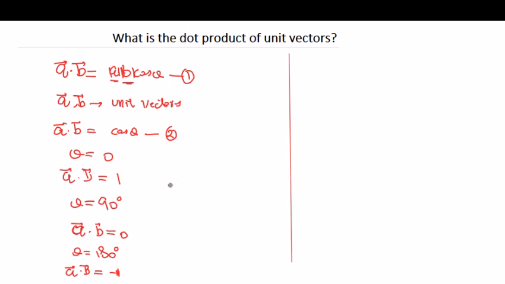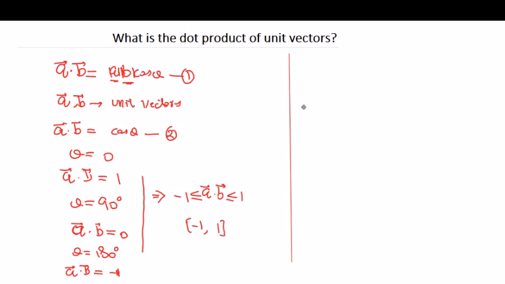So this implies that A dot B, if A and B are unit vector, is less than or equal to 1 and greater than or equal to -1. So this means that the range of dot product when A and B are unit vector will be from -1 to 1.